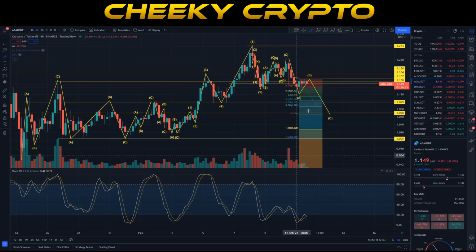Okay, so we take the volume, we take the stochastic RSI, we take the wave counts, and we take these support and resistance lines, and we draw a conclusion here that there's a high probability that we are going to be pulling back down, as the sellers seem to have control at the moment. And like I said before, as we zoom out on this, this is a very healthy correction. This is nothing to be concerned with.